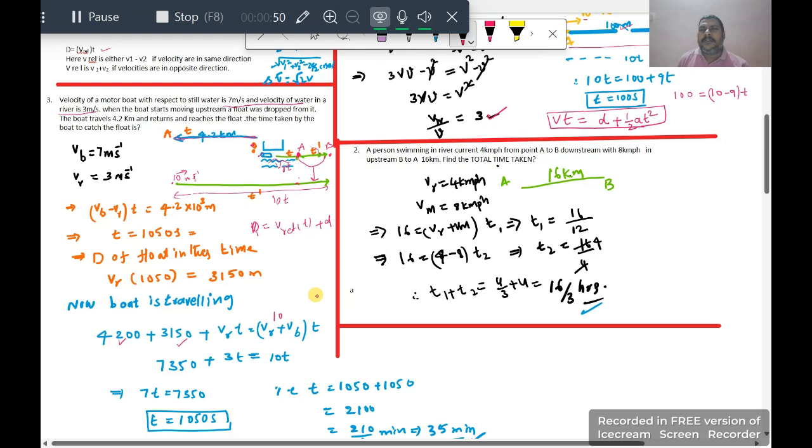So here I have given Vt plus d plus Vt only. Here we are into t. So substituting now, you will get a total of 35 minutes. The total time for upstream and downstream is 35 minutes. So this is 2100 seconds, so 35 minutes.